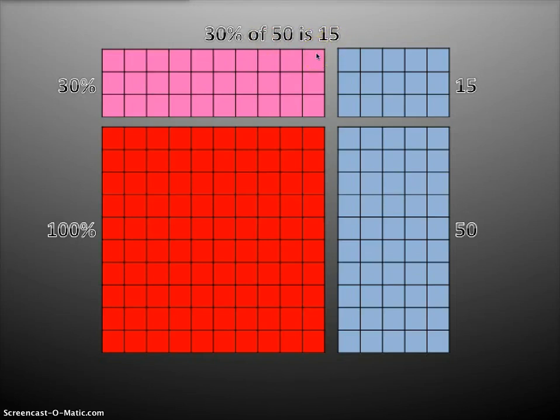Simply, all you need to do is look at this side. There's 3. On this side, there's 5. 3 times 5 is 15, or 5 times 3 is 15. You can go 5, 10, 15, or 3, 6, 9, 12, 15. So by filling in the corner, we can see that 30% of 50 is 15.